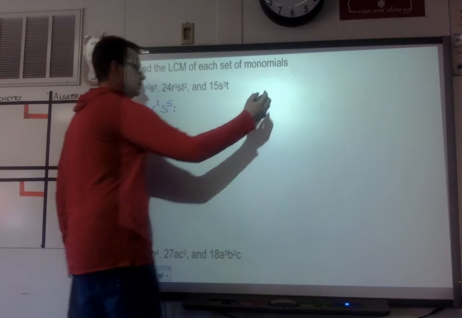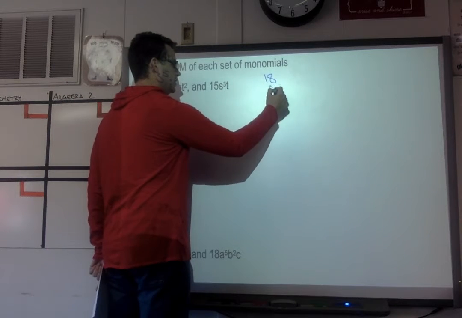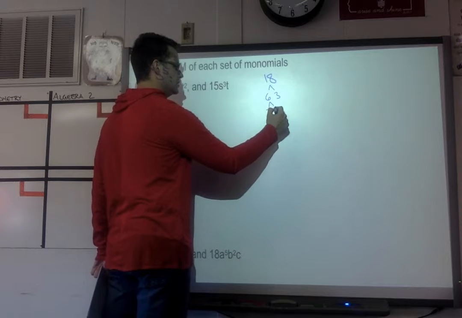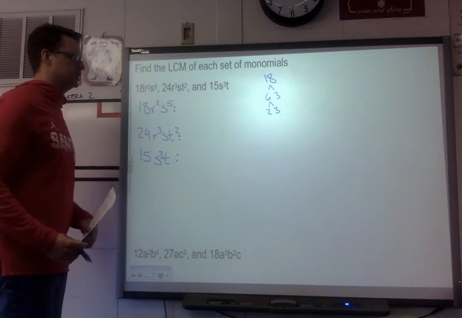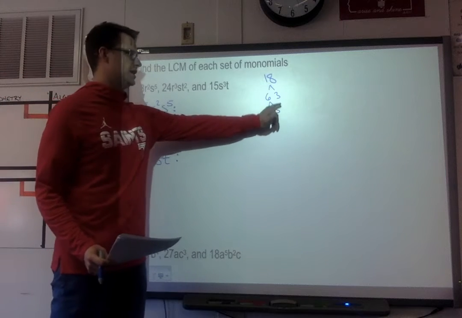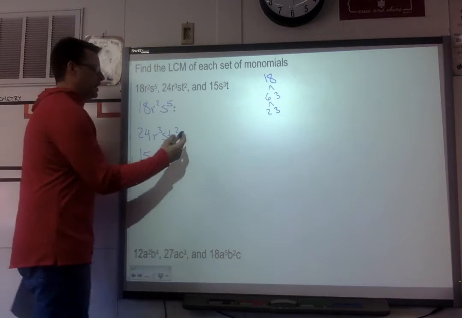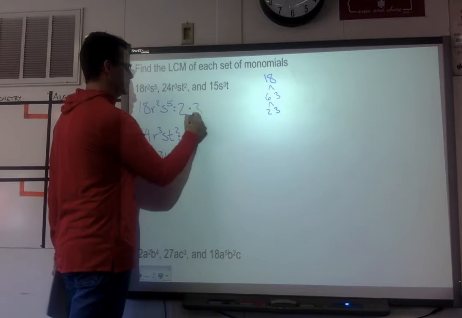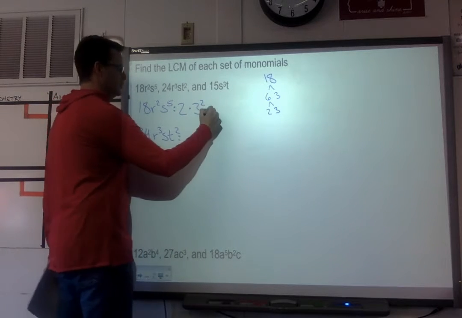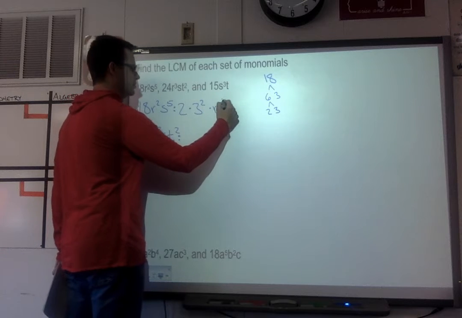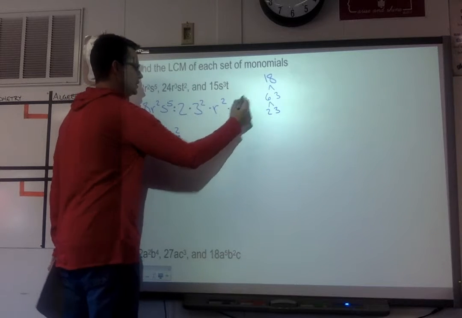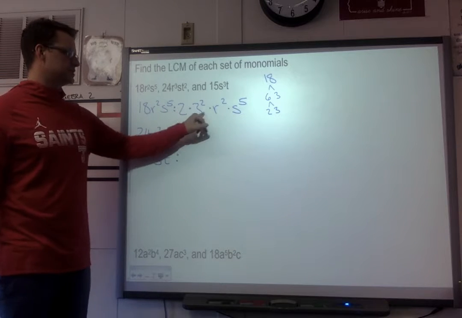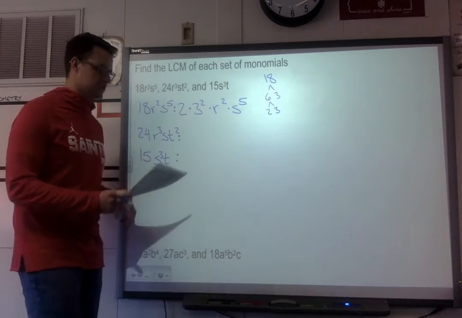So for 18, you can think of these as doing number trees. For 18, we can go 6 times 3. 6 becomes 2 times 3. So 18 would be 2 times 3 times 3. Instead of writing that out as 2 times 3 times 3, I'm going to say 2 times 3 squared. Then I'm going to leave the variables with their powers.